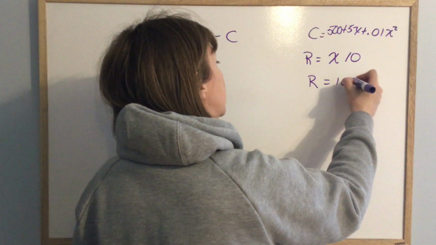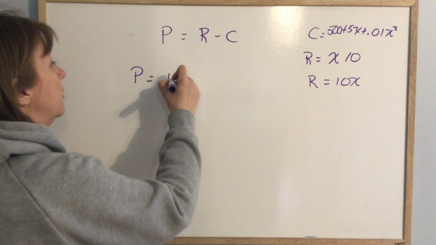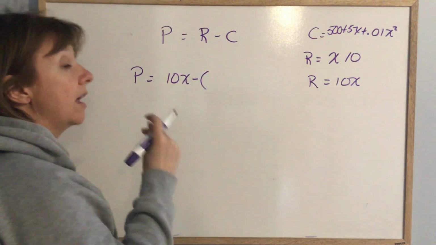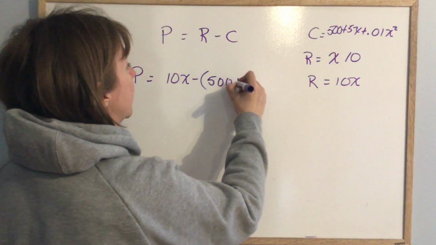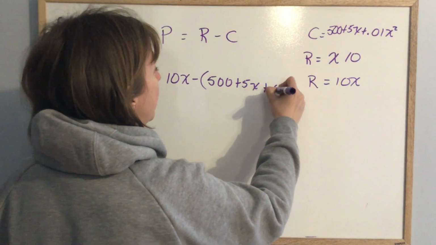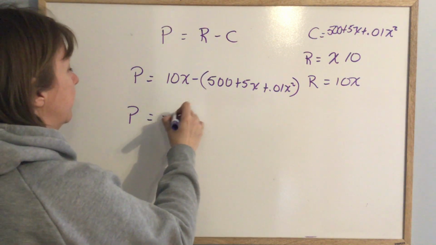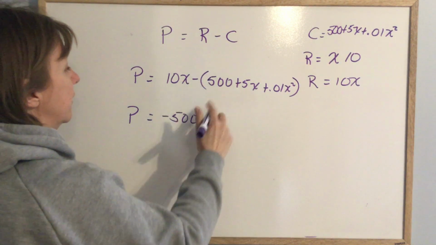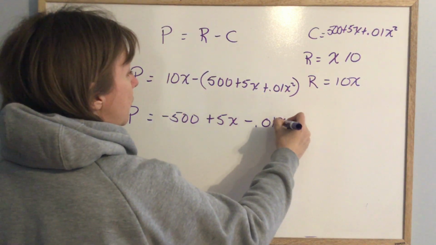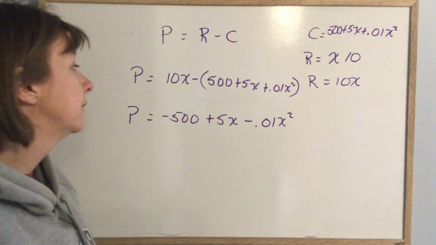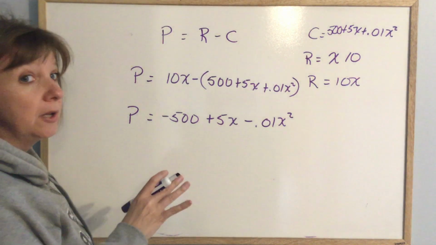So revenue is 10x. So my profit then is my revenue, which is 10x, minus, and you have to remember that you're subtracting this whole thing. So minus 500 plus 5x plus 0.01x squared. So profit is negative 500, 10x minus 5x would be plus 5x, minus 0.01x squared. Watch your signs there. If you forget that that negative's in front of the whole thing, that will throw off your sign. So that could be it.